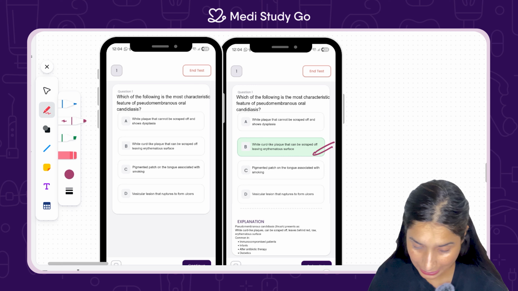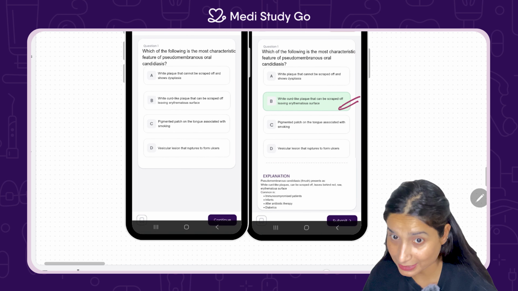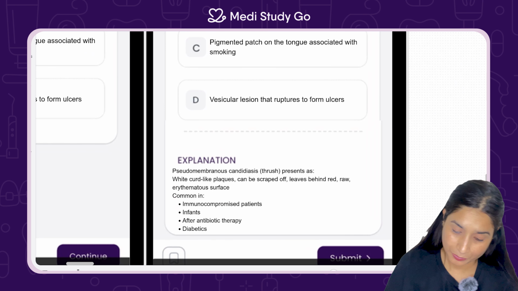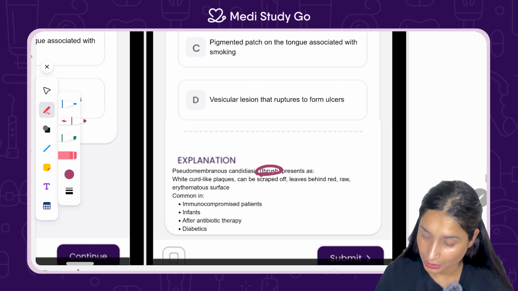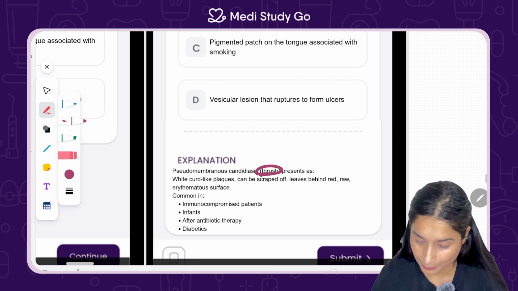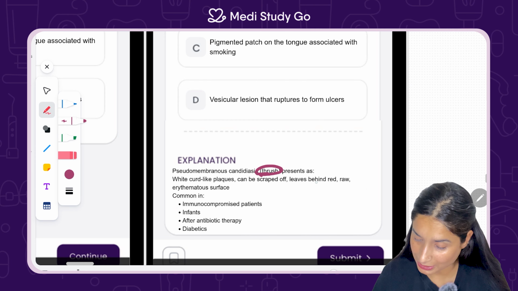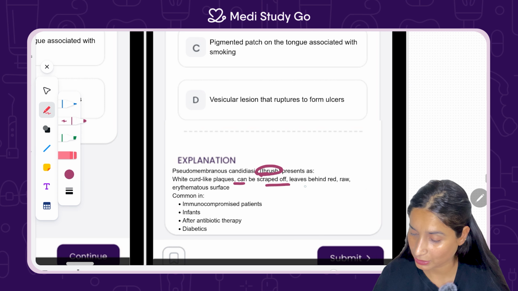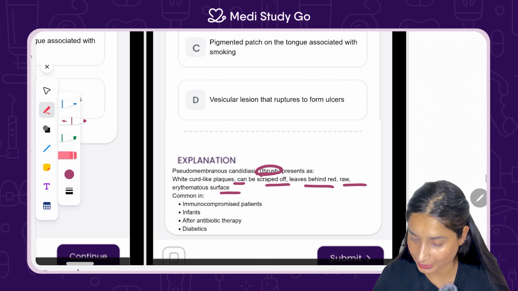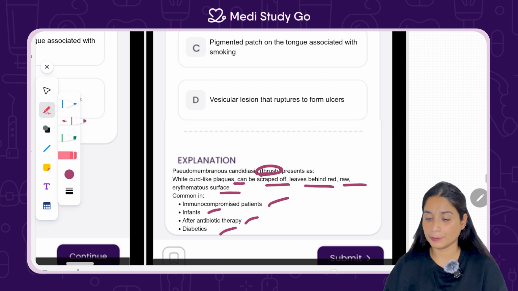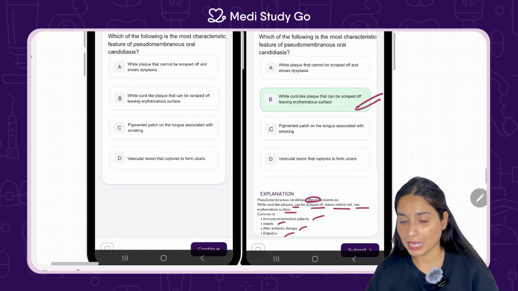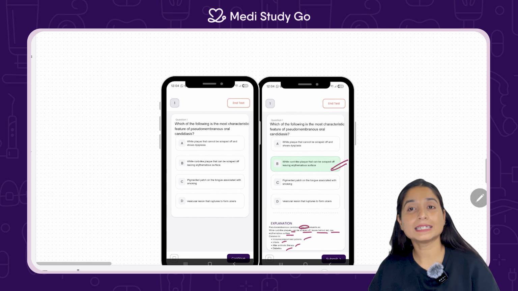So pseudomembranous candidiasis, also known as thrush, is very important. Also again one viva question: what is thrush? It's a pseudomembranous candidiasis. It presents as a white curd that can be scraped off, leaving behind a raw erythematous surface. Common in immunocompromised patients, infants, antibiotic therapy, and diabetes. So you have seen that we studied one flashcard and one MCQ.